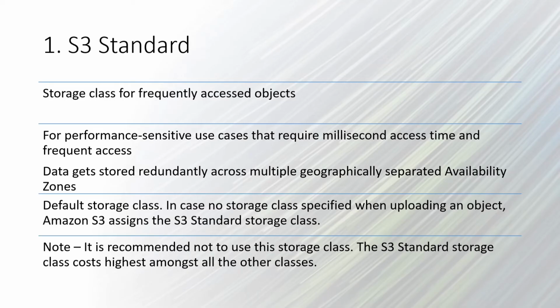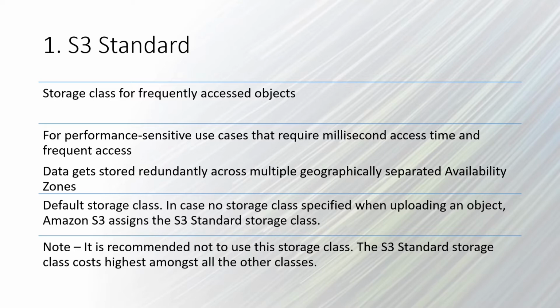Now let's talk about S3 Standard. As we have seen in the use case, it is for mission critical production data. If we want to store our mission critical production data, we can choose S3 Standard. This is for performance sensitive use cases that require millisecond access time. Whenever we need very critical data frequently and instantly, we can use S3 Standard.